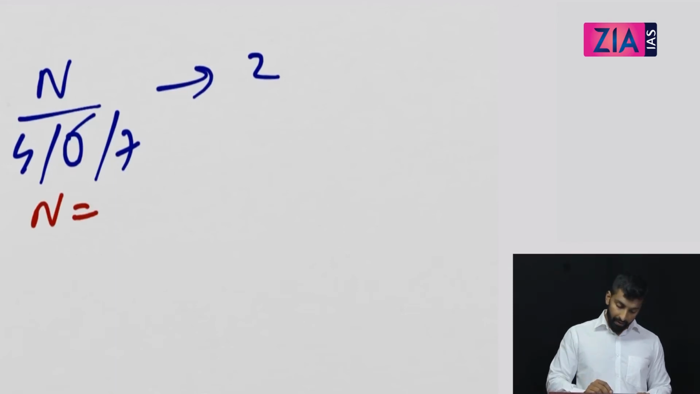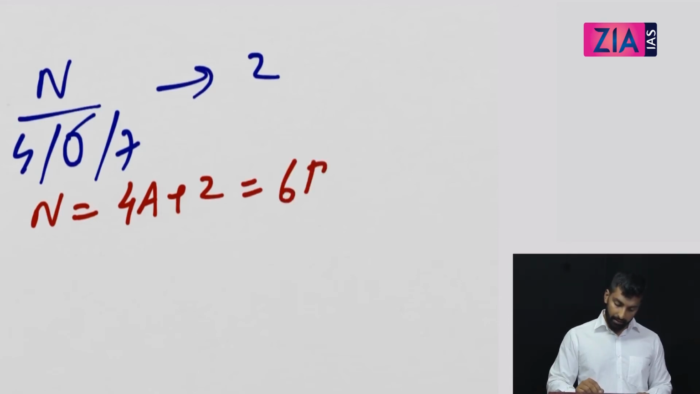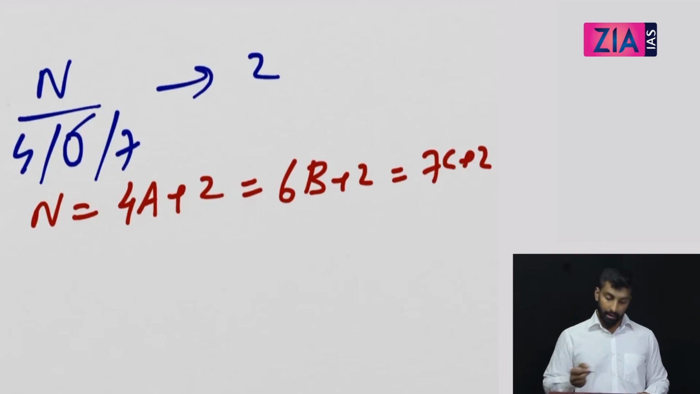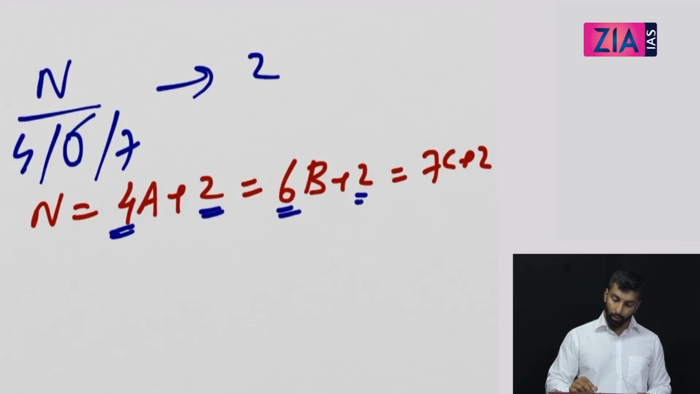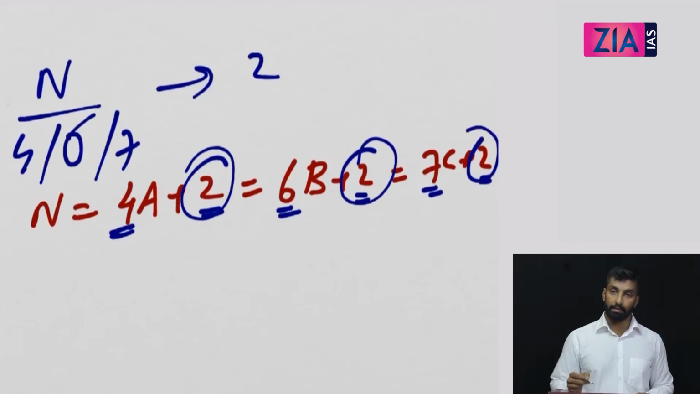N is a number which when divided by 4 leaves a remainder 2, meaning 4a plus 2. Which when divided by 6 means 6b plus 2. Which when divided by 7 means 7c plus 2, right? I hope you understood. When divided by 4 leaves remainder 2, divided by 6 also 2, 7 also 2. So this is type 1 that we have discussed, remainder same.